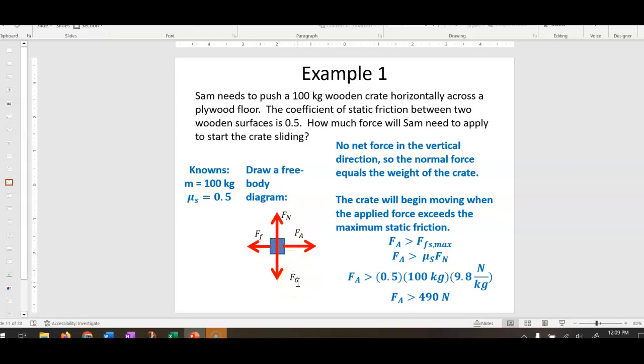Okay? We needed the normal force because the static friction depends on the normal force, right? It's the mu sub s multiplied by the normal force. So that's 0.5, that's the static coefficient, times the normal force, which is equal to the weight, or the mass times 9.8 for this crate. So as long as Sam pushes with something bigger than 490 newtons, the crate will start to slide.